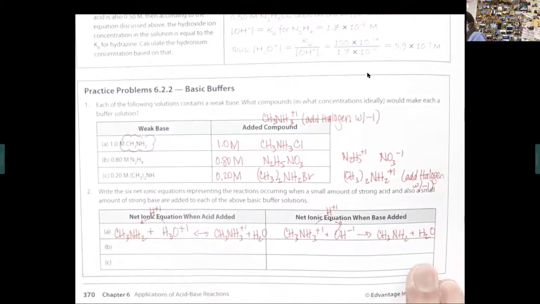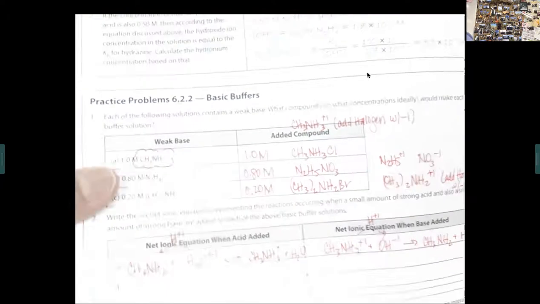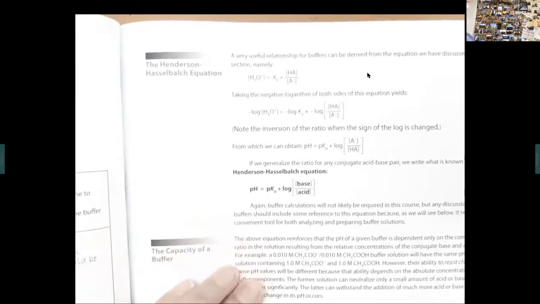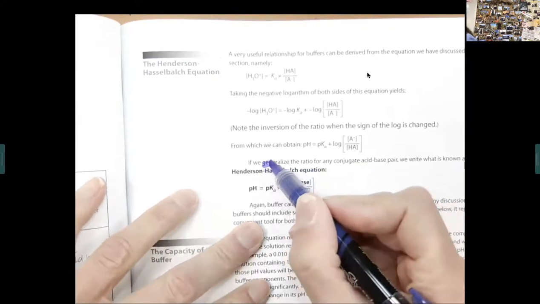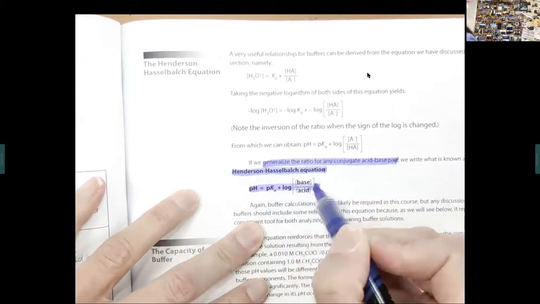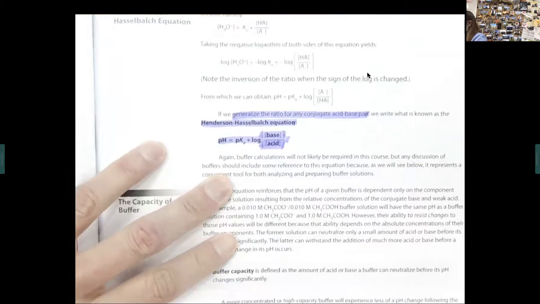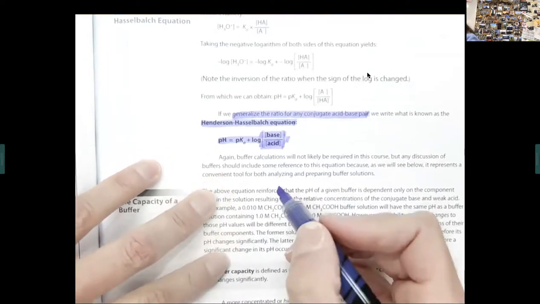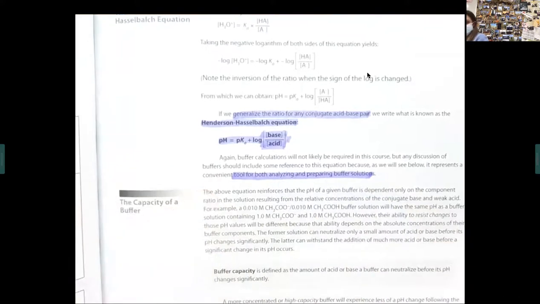Okay. Now, if we go to the next page, let's talk about the Henderson-Hasselbalch equation. If you generalize the ratio for any conjugate acid-base pair, we get this equation called the Henderson-Hasselbalch. So the pH is equal to the pKa plus the log of the concentration of the base over the acid. This is a tool for analyzing and preparing buffer solutions.